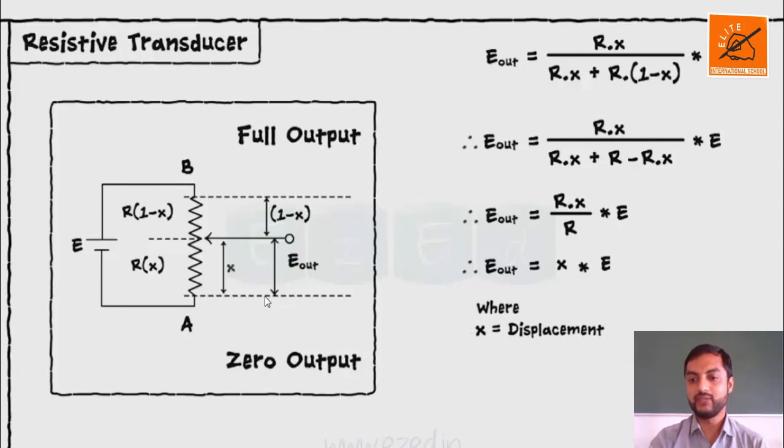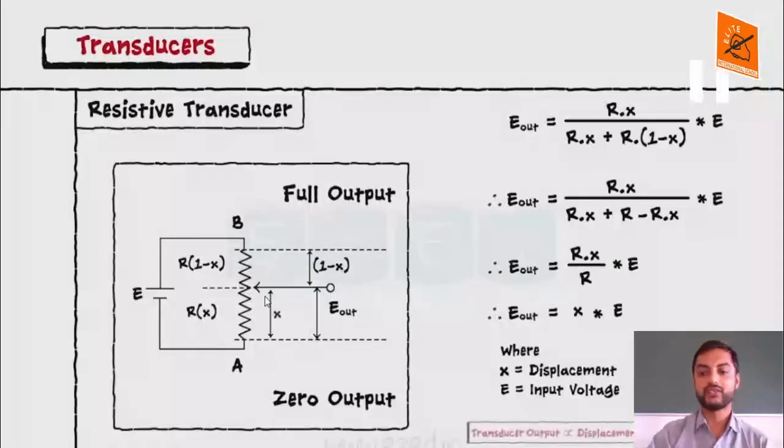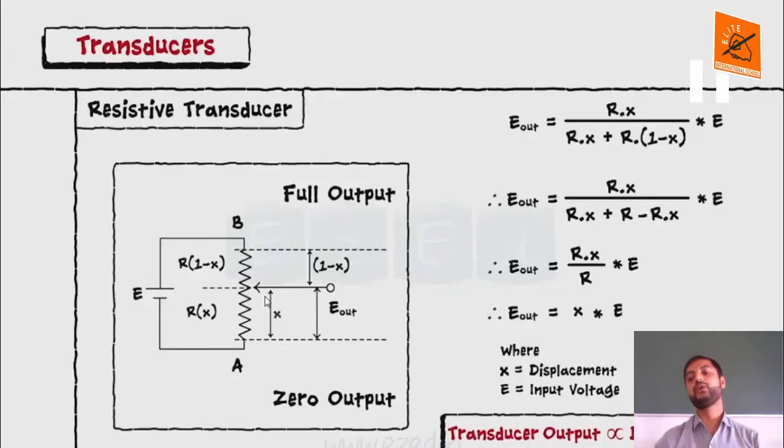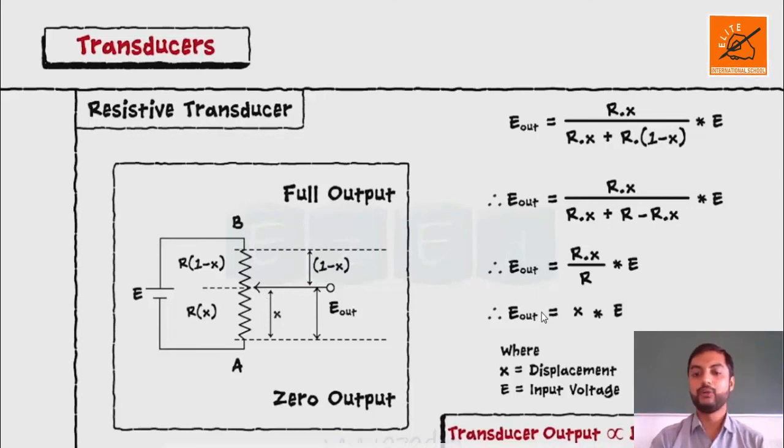Both the formulas whatever I have given before this animated video and in this animated video are correct, where X is the displacement, E is the input voltage, and the transducer output is proportional to the displacement. So here we can say that the output voltage is just proportional to the displacement.